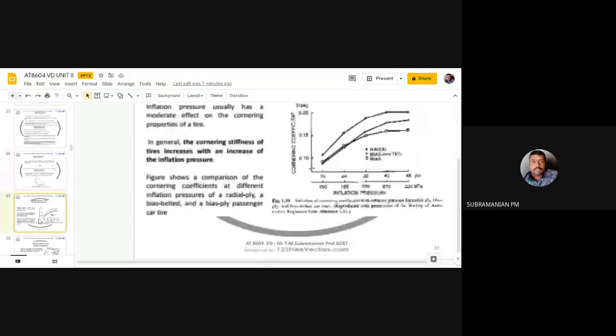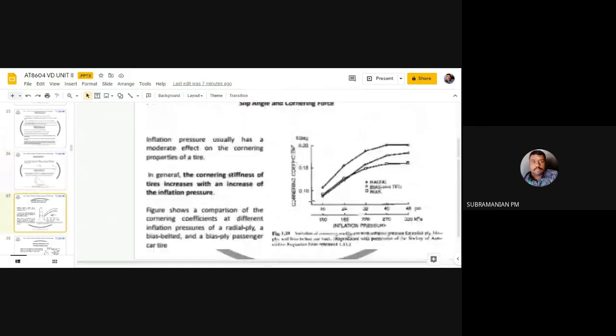And you can see the cornering coefficient's influence with the inflation pressure. Whenever you are having more inflation pressure, we have discussed the rolling resistance, and now we will be discussing the cornering coefficient. Okay, so you can see it is getting increased, and we are having three tires: radial tire, bias ply, and another type. The effect of inflation pressure on cornering coefficient is not very significant.